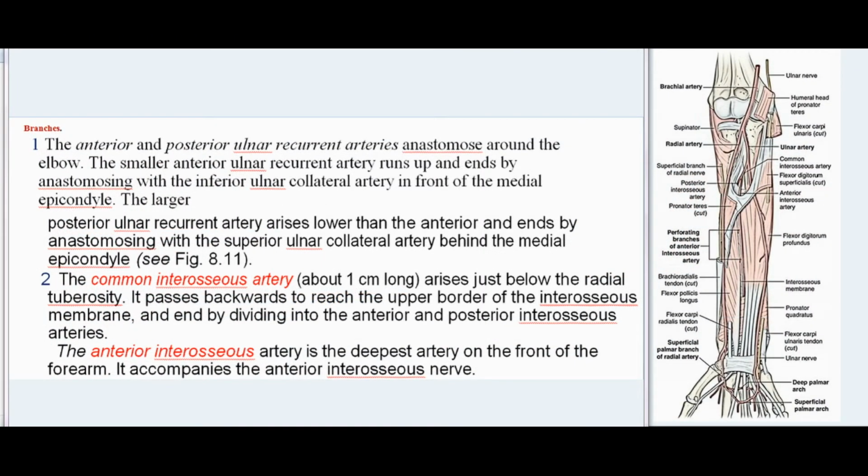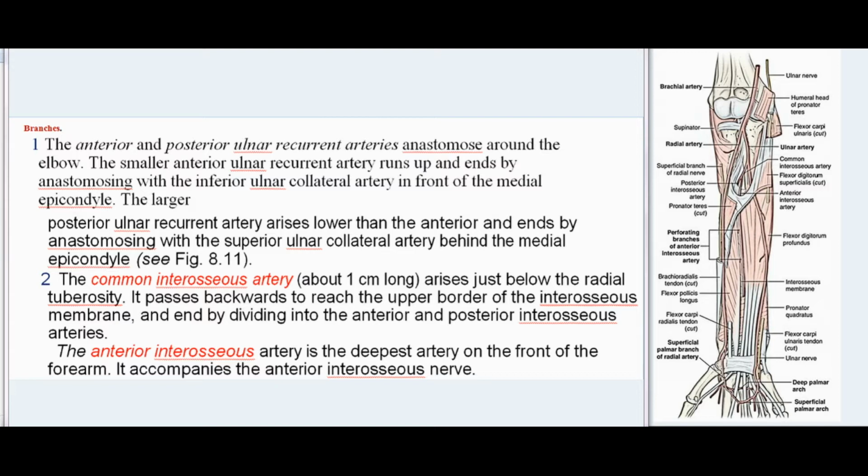Branches. 1. The anterior and posterior ulnar recurrent arteries anastomose around the elbow. The smaller anterior ulnar recurrent artery runs up and ends by anastomosing with the inferior ulnar collateral artery in front of the medial epicondyle. The larger posterior ulnar recurrent artery arises lower than the anterior and ends by anastomosing with the superior ulnar collateral artery behind the medial epicondyle, see Fig 8.11. 2.